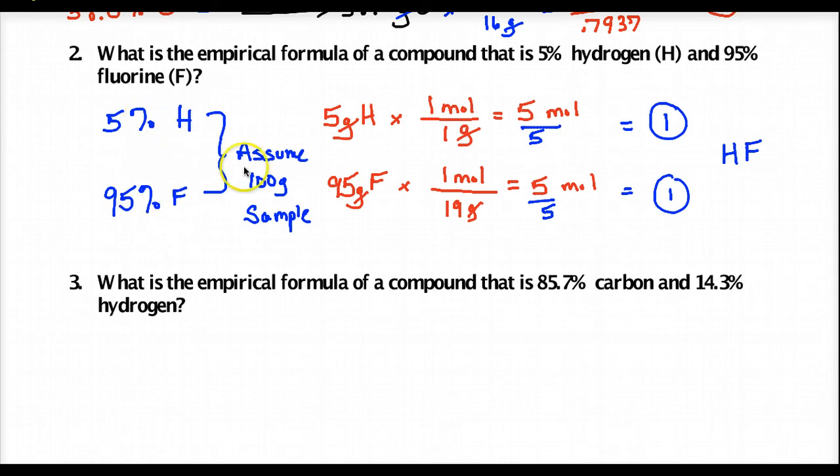Using the percentages, assuming a 100-gram sample, we convert these to grams, and then of course we convert to moles, and you notice we both get 5 moles apiece. You didn't really have to divide by 5 here, but I'm just making sure you understand where I got it from. So 5 mole to 5 mole would be a 1-to-1 ratio.